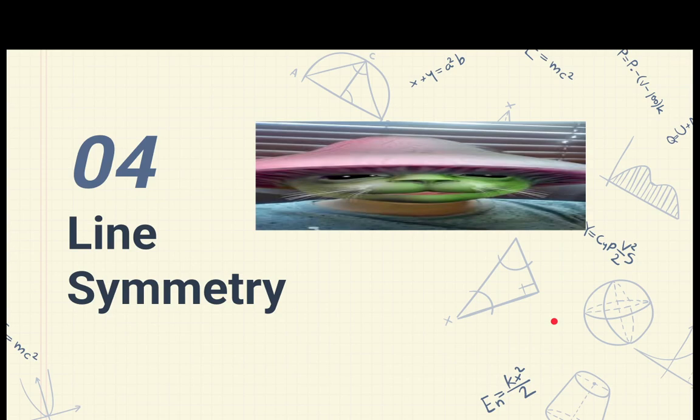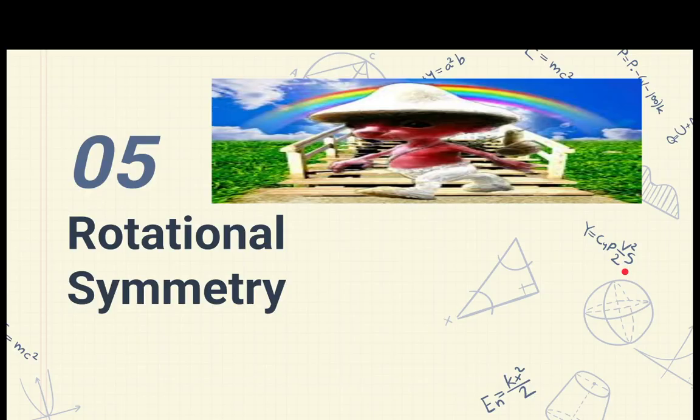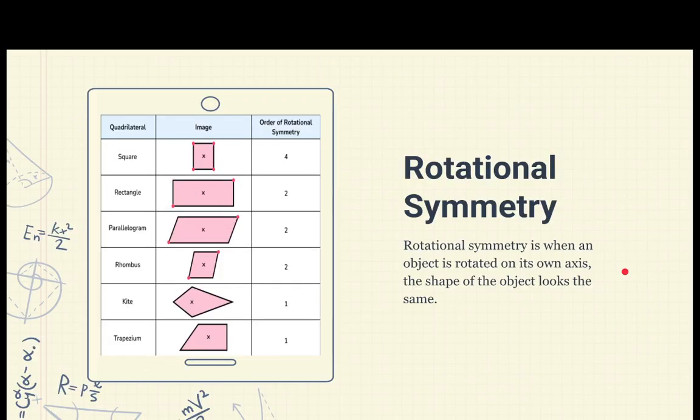Now, there's line symmetry. If shapes can be folded so that one half fits exactly over the other, it's called line symmetry. Now, these are some examples of lines of symmetry. A square has 4 lines of symmetry. A rectangle only has 2, and a rhombus also only has 2. Now, there is rotational symmetry, which is when an object is rotated on its axis and the shape of the object looks exactly the same.